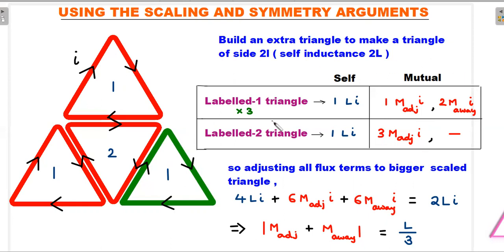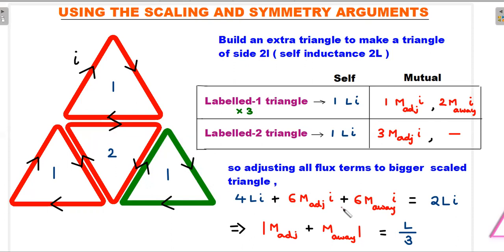So if you are counting all the flux interactions of this entire set, you will have 3 times of this Li, 3 times of these 2 terms, and 1 time of this and 1 time of this. Just add all of this properly with this multiple 3, you will get this LHS. So if you were taking all the interactions, selves and mutuals of this entire big figure, then you'll get 4 Li plus 6 M adjacent I plus 6 M away I. And that should be equal to the big triangle's contribution, which we already said is 2L, right? Into I. Now here comes the important part. All of this I wrote plus, assuming the fluxes are aiding each other.